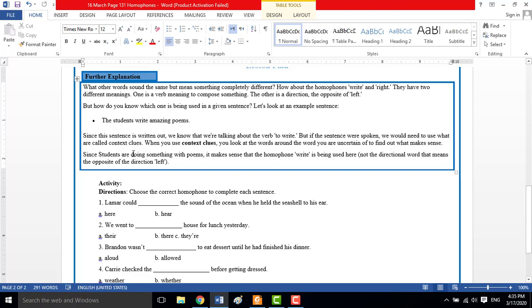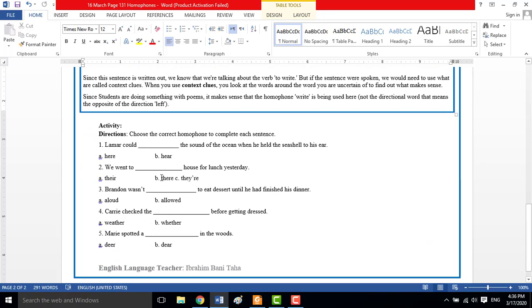Now, since the students are doing something with a poem, it makes sense that the homophone write is being used here, not the directional word that means the opposite of left. And the rest will be the same. In any sentence you have to go over the context clues to help you understand the meaning and the spelling, of course, because when you talk about reading it, it's okay. Then you have to decide which spelling, and the meaning as well.